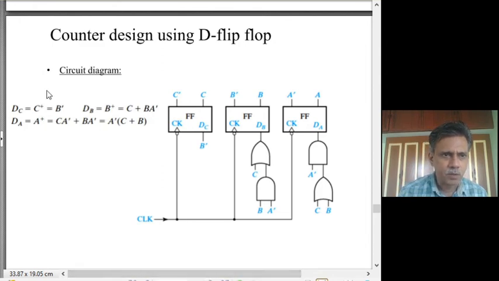So once we have an equation for DA, DB, DC, we can easily arrive at the corresponding circuit. So here are the expressions for DA, DB, DC. You populate the circuit with 3 D flip-flops, name them as A, B, C, and give a common clock to all of them. Then you find that DC is equal to B bar, so you put a B bar here. DB is equal to C plus B A bar. And DA is A bar times C plus B.